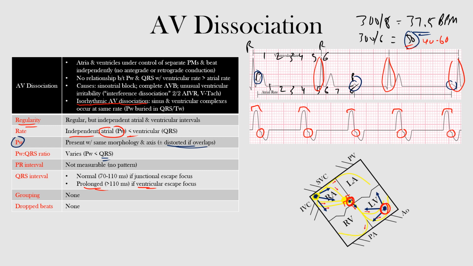Well, that's the end of this lecture. We discussed AV dissociation, including its mechanism, EKG features, and potential causes. I hope you learned something.